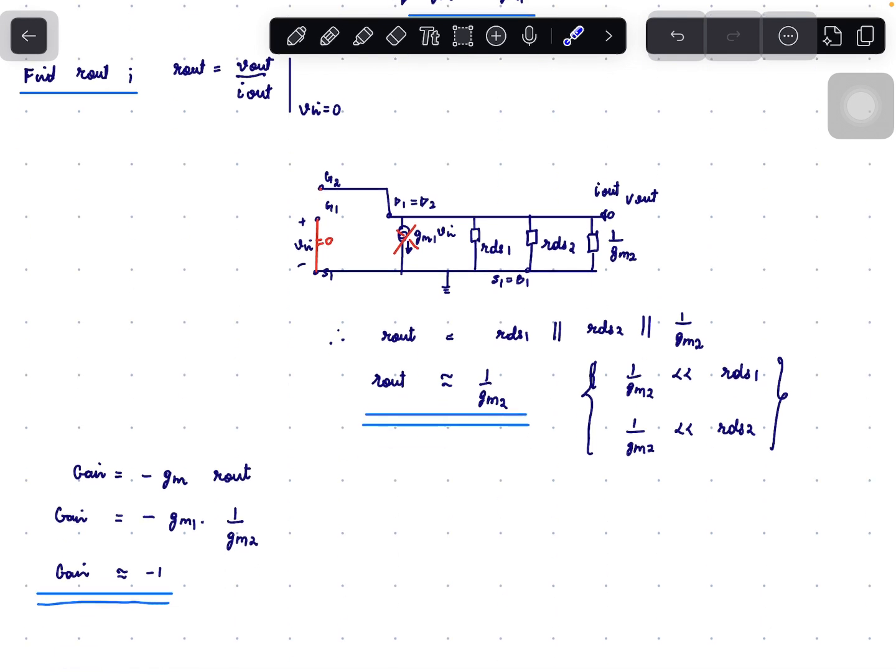So the gain of the circuit is given by minus GM times Rout, where GM is GM1 and Rout is 1 by GM2. Substituting this, we get gain equals minus GM1 by GM2. So if GM1 is approximately equal to GM2, then the gain of this circuit is minus 1. This is an inverting voltage buffer, whose gain is minus 1 and its Rout is a small value given by 1 by GM2.